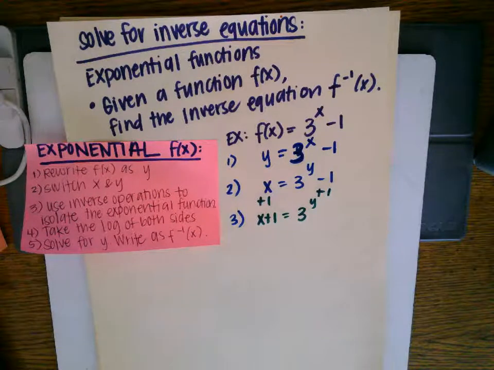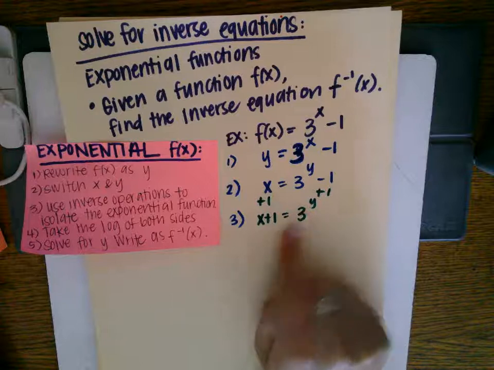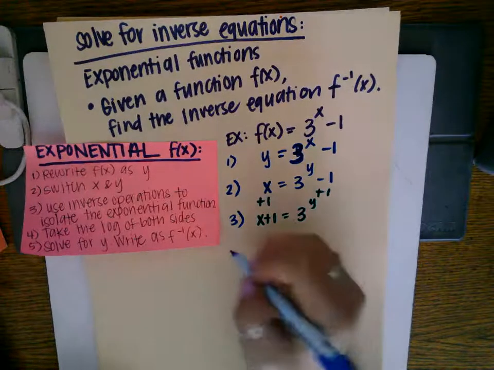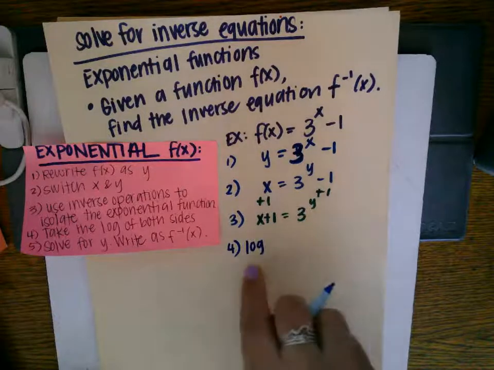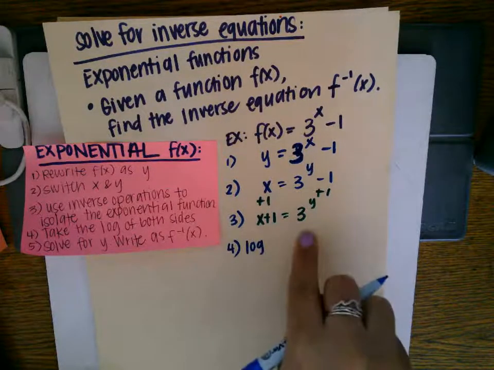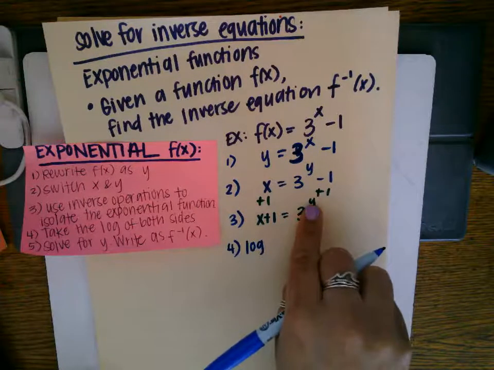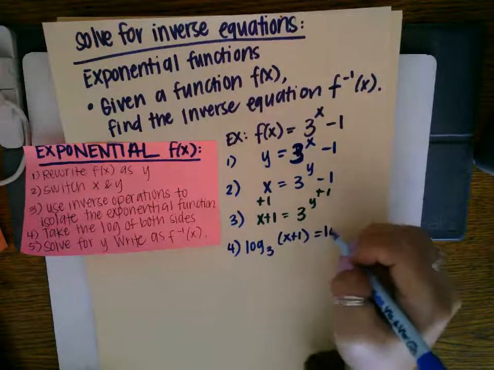Now that I've used inverse operations to isolate the exponential part, I can move on to step 4, which is to take the log of both sides. Now remember, logarithms and exponentials are inverses. So I can't just take any log. I need to take a log with the same base as the exponential. The base of this exponential is 3. 3 to the y is my exponential part. I'm going to take log base 3 of both sides.